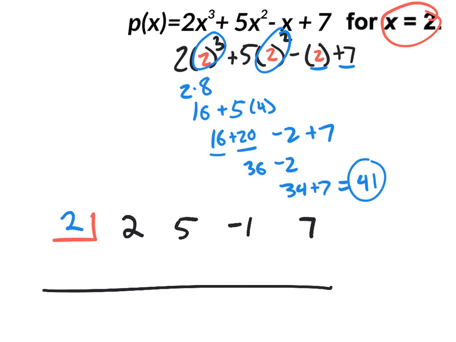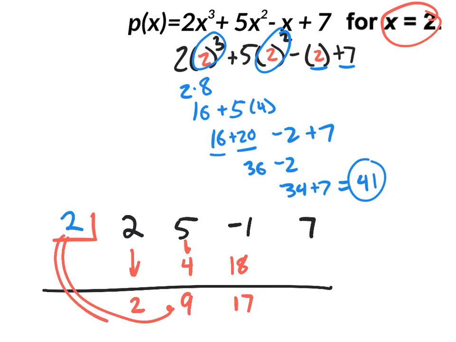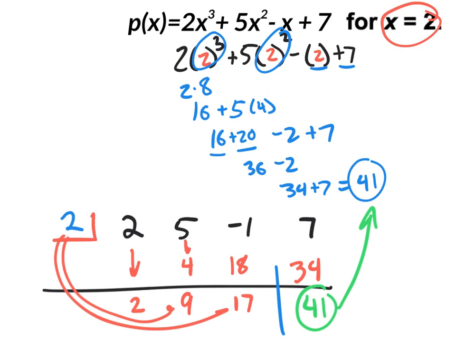And then as you work this out, 2 plus 0 is 2. 2 times 2 is 4. 5 plus 4 is 9. 9 times 2 is 18. -1 and 18, 17. 2 times 17 is 34. And 34 plus 7 is 41. Same answer. So I just wanted to show you why they also call it synthetic substitution, because you could use the same method to actually substitute values into polynomials. Now, this is not on our worksheet, but it is something that you should know, right? Synthetic substitution.